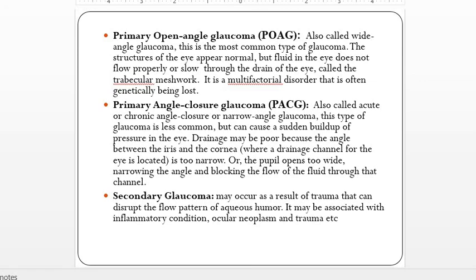So, firstly, primary open angle glaucoma is due to the inadequate flow of the aqueous humor through the trabecular meshwork, whereas primary angle closure glaucoma is due to the decrease in the iridocorneal angle or overdilatation of the pupil. The next is secondary glaucoma, caused as a result of trauma, which affects the flow of the aqueous humor.